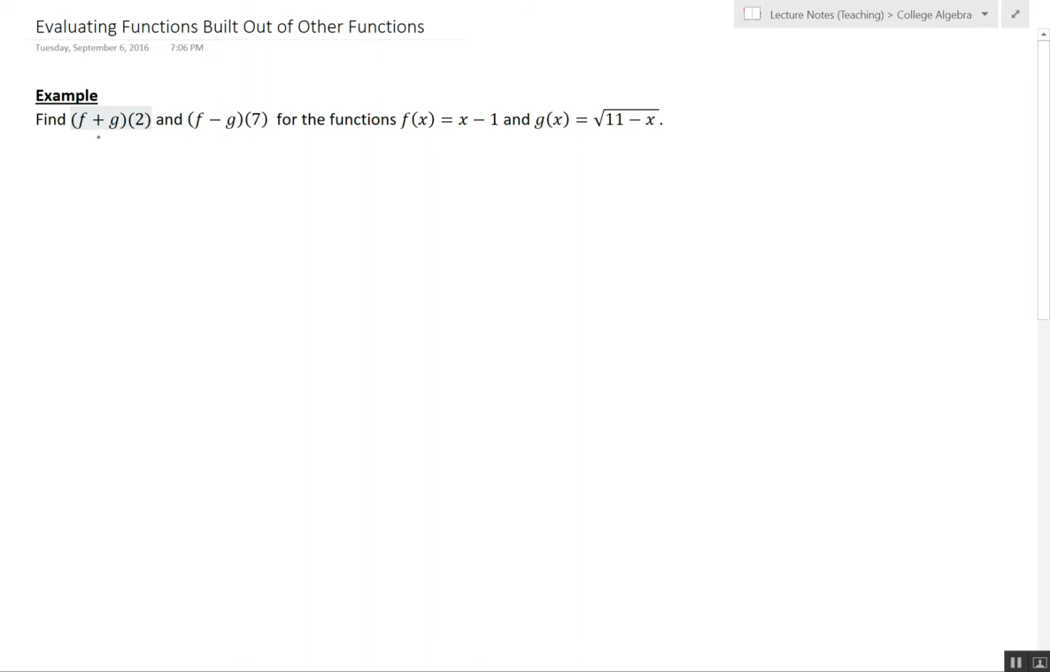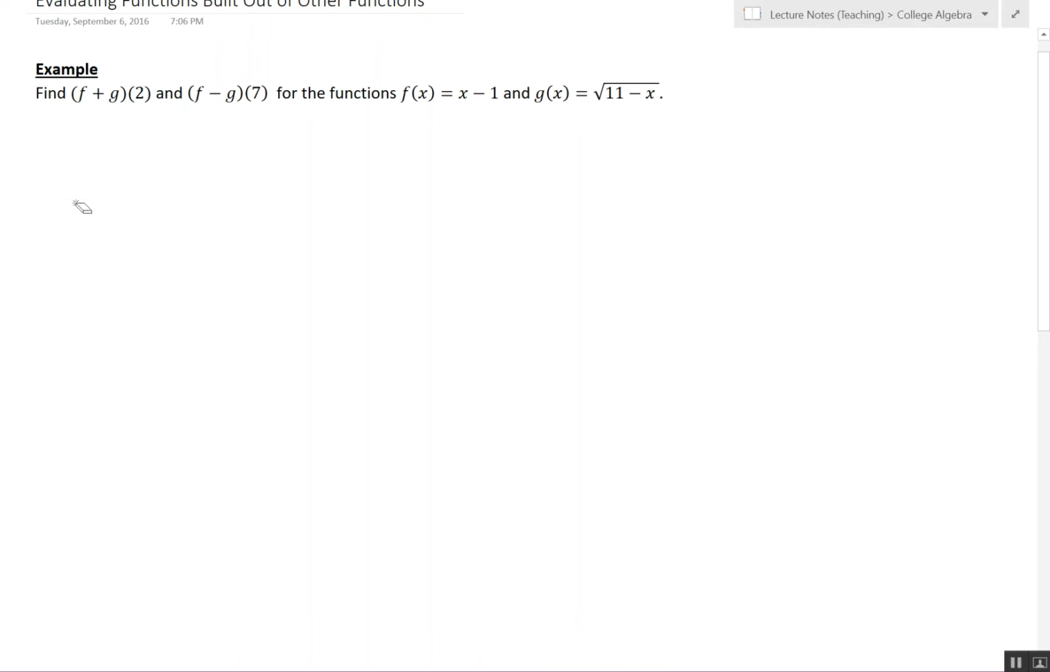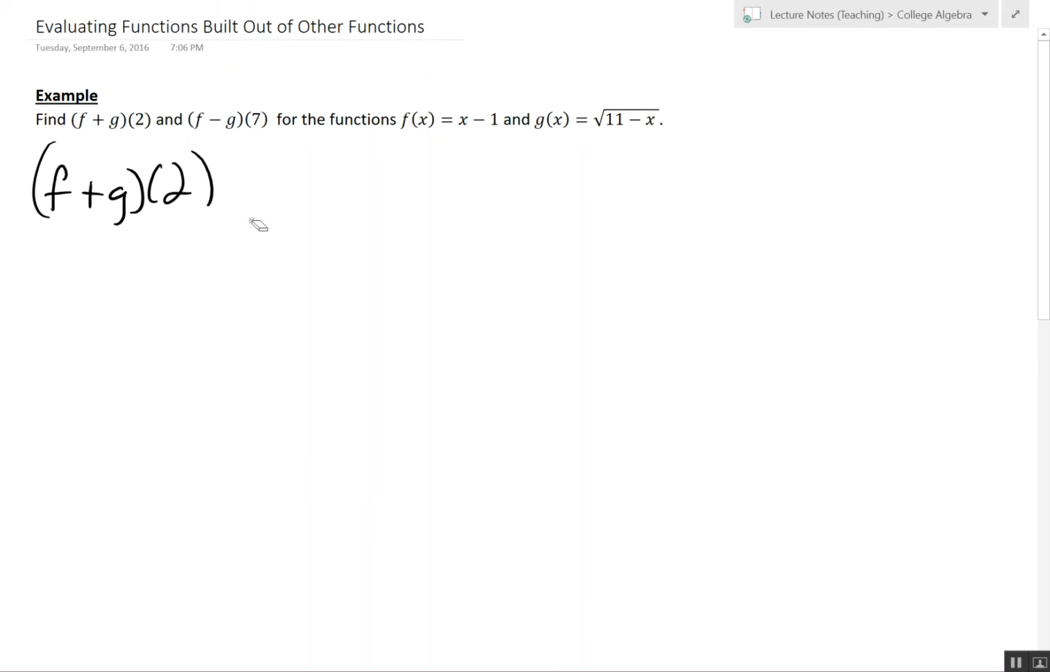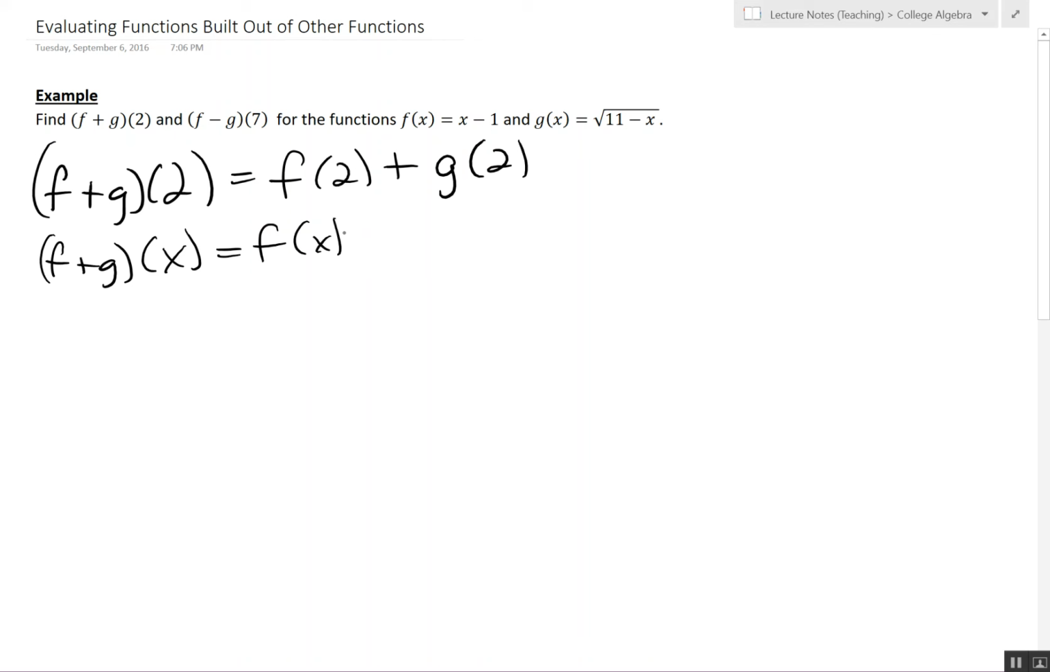So let's look at the first part. We're going to look at f plus g of 2. And remember, by definition, this is just really f of 2 plus g of 2. Because remember that if we have f plus g of x, that is really just f of x plus g of x. So it doesn't matter if it's an x or a 2. Same rules for substitution apply. If I replace an x by a 2 here, I have to do the same thing on the other side of the equation as well.